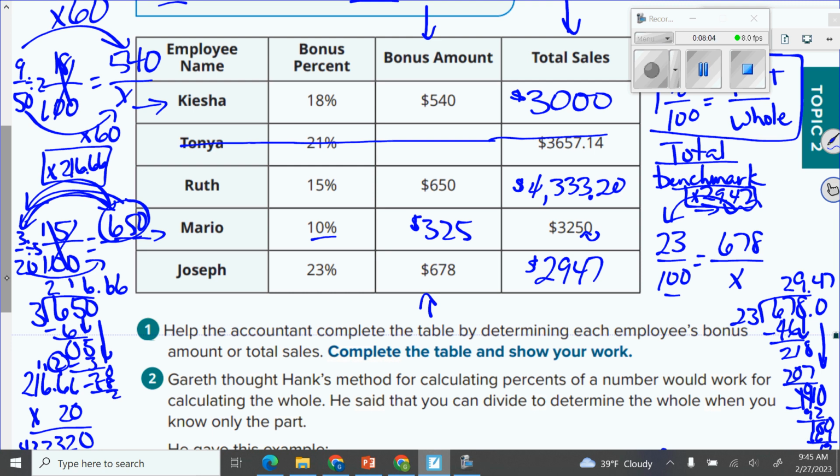Do you think you're going to be able to do it on your own? Because this is what your homework looks like. So if you're having troubles on the homework, come back to the video, watch this part of it. That should help you on the homework.